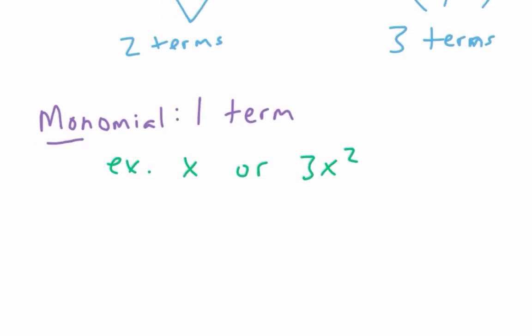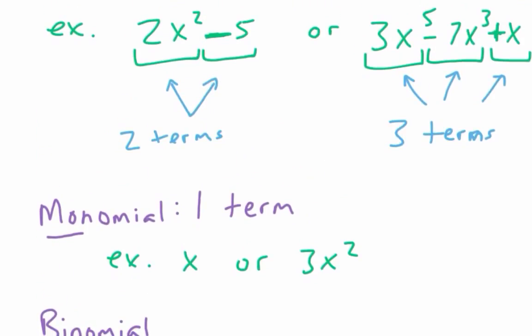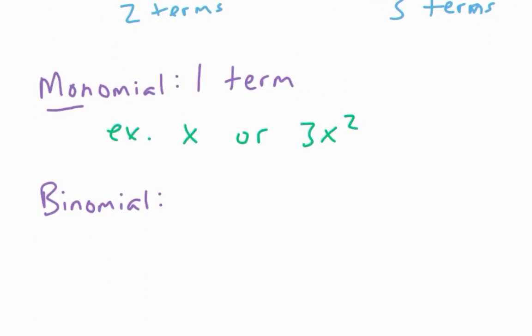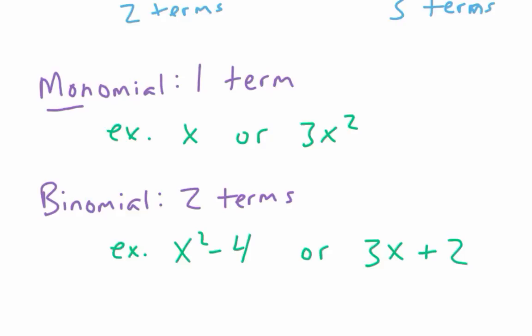Then the second one we had was a binomial. A binomial is going to be like the one here on the left, 2x squared minus 5. It has to have two terms, so it'll have either a plus or a minus somewhere in the middle. Examples would be x squared minus 4, or 3x plus 2, something like that. You okay on binomials?